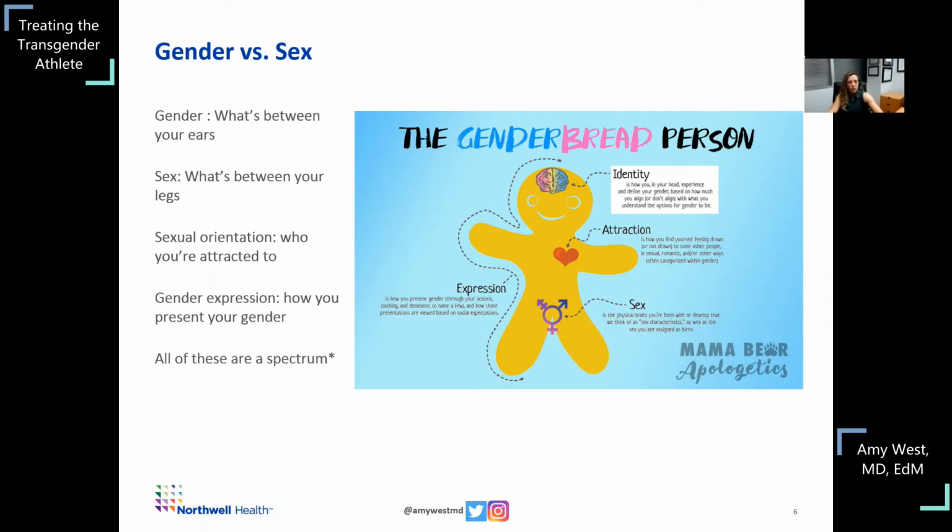And then there is gender expression, so how you present your gender, what you dress as, how you interact with people, etc. And keep in mind that all these things are on a spectrum. They're not necessarily binary, male or female, masculine, feminine, gay, straight. There is an in-between space, and people can be anywhere on the spectrum. You don't necessarily have to choose one side or the other.